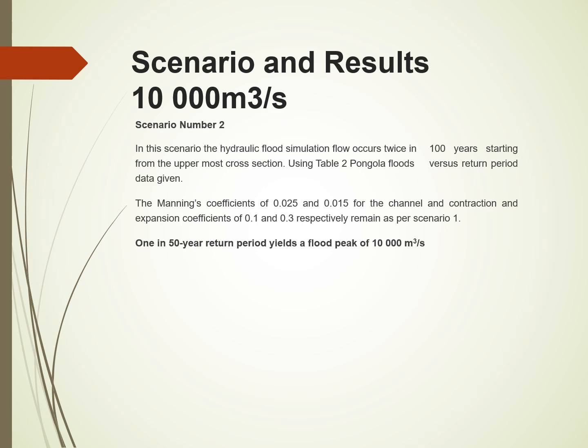Then for the second part of our second scenario, we had a 1 in 50 return period, which has a peak flood flow of 10,000 cubic meters per second. This was also using the same Manning's coefficients of 0.025 and 0.015 with contraction and expansion coefficients of 0.1 and 0.3 respectively, the same as scenario 1 and the first part of scenario 2.